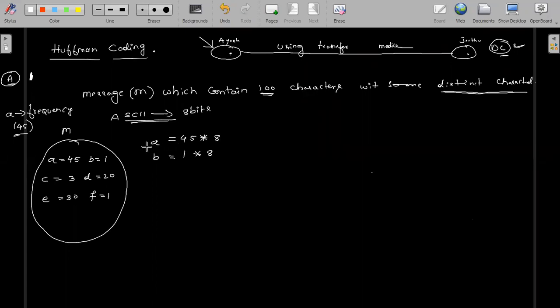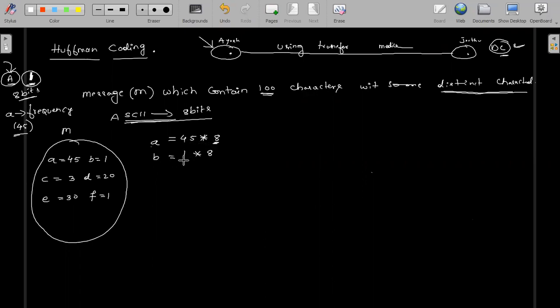To represent each character, how many bytes are required? 8 bits are required. Clear? Everybody clear up to here? You should not have any doubt when I'm explaining. Why am I writing 8 here? Because if you want to represent A, how many bytes do you require? 1 byte is required. 1 byte is nothing but 8 bits. Correct? That's why 45 times it is repeating into 8.